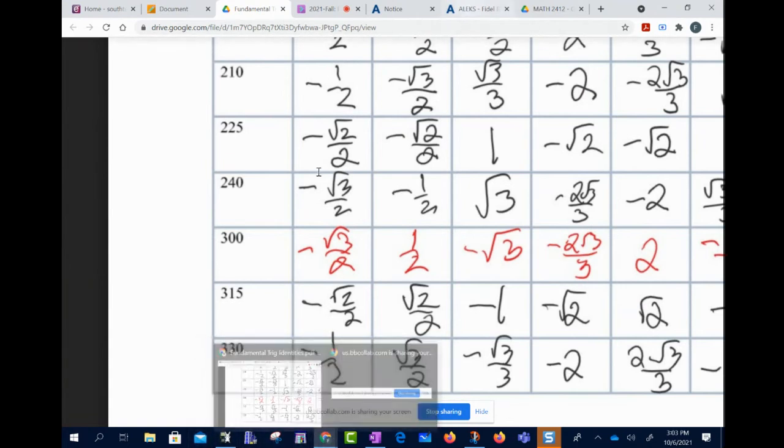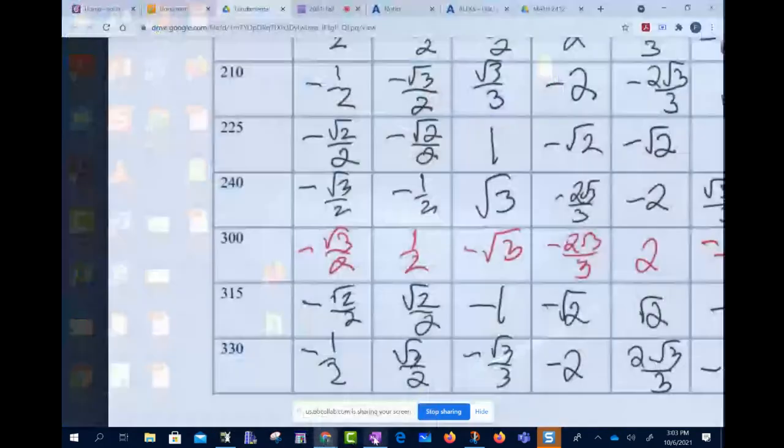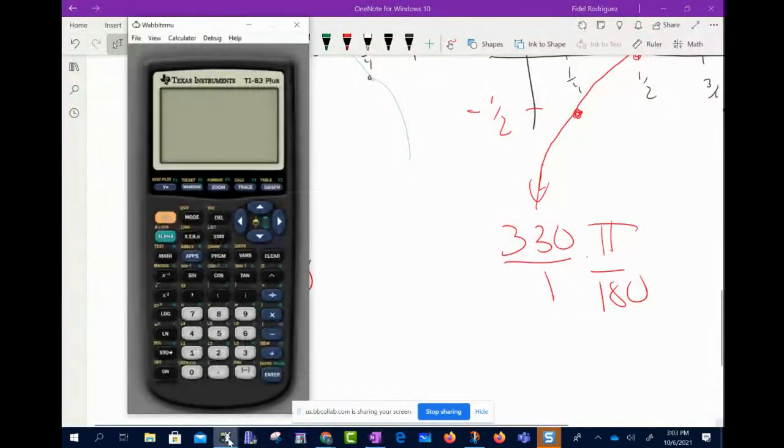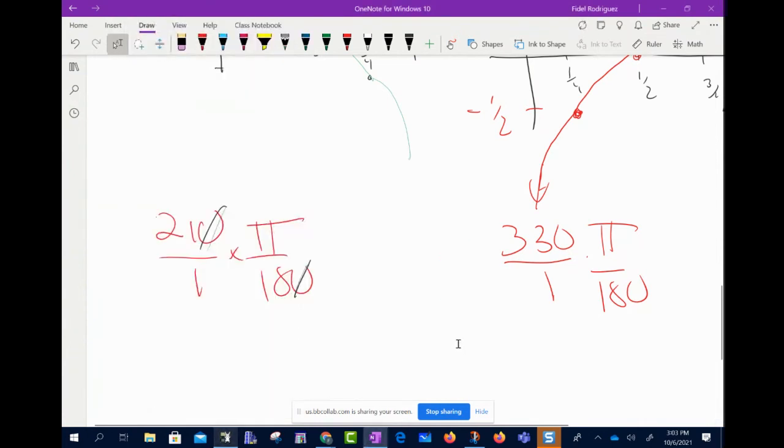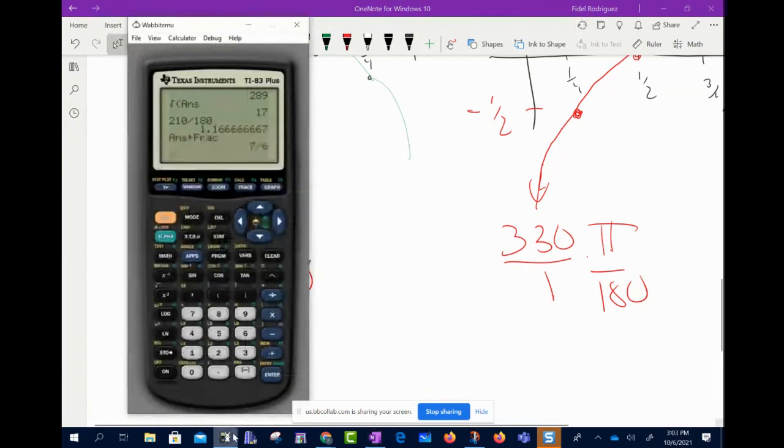So again, let me come back to this part right here. If you want to do this on your calculator, just go 210 over 180. Then you can convert that to a fraction, 7 over 6. So I know my answer here is going to be 7 pi over 6. And the same thing over here, 330 over 180.